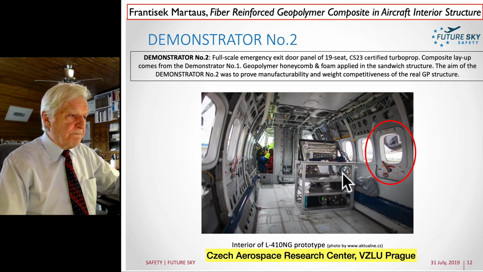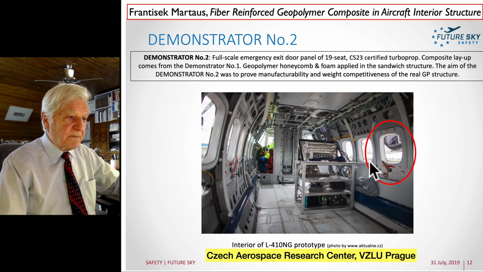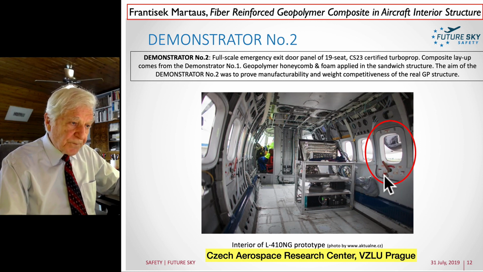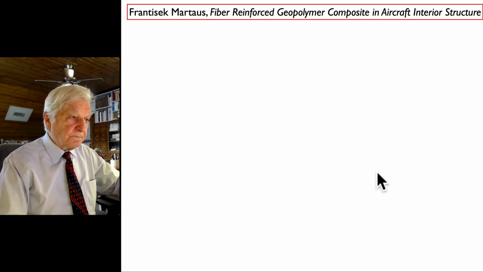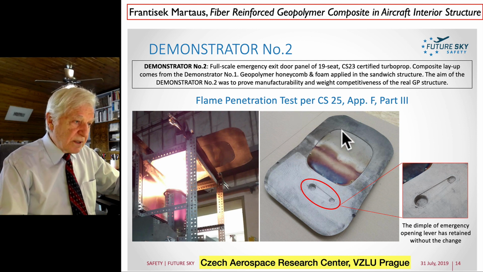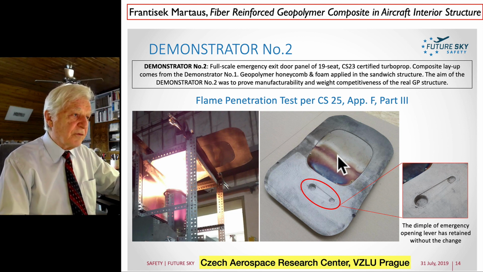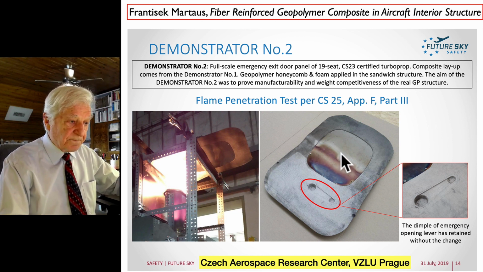They have made the prototype that we wanted to also manufacture at the end of our project with the FAA in the US. That is a door. This is the door that has been subjected to the flame penetration test, and you see that the window has been filled with steel plates. Otherwise, they could not have been capable of running this type of test.